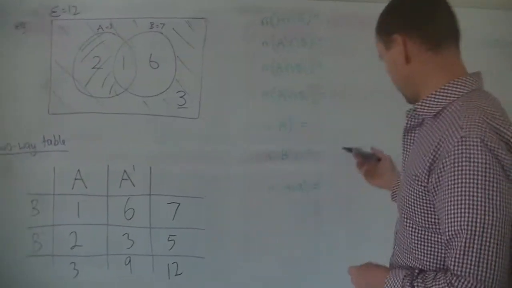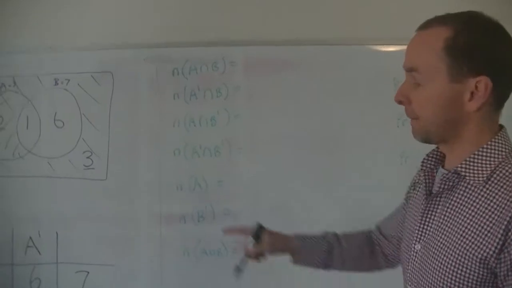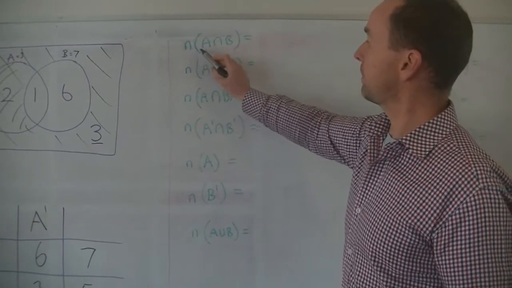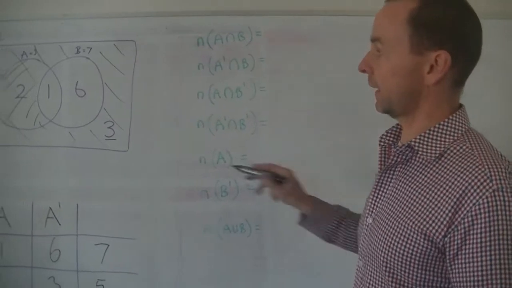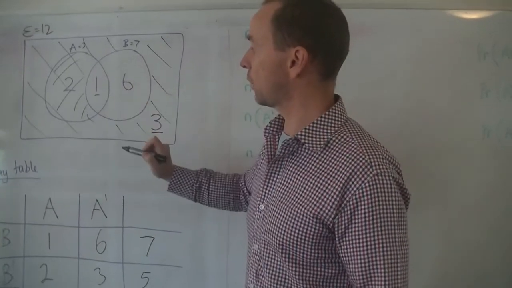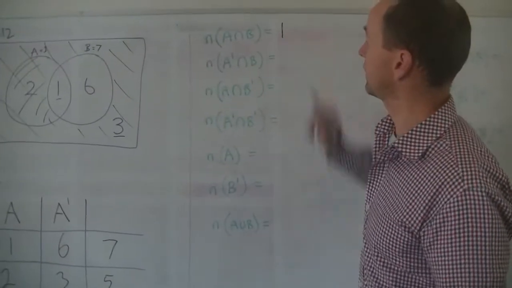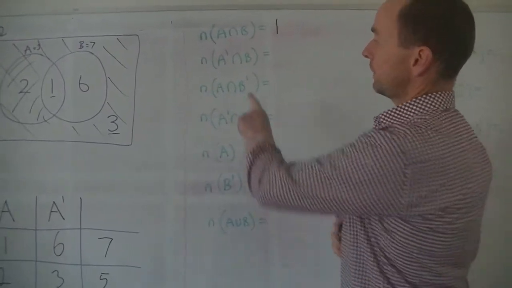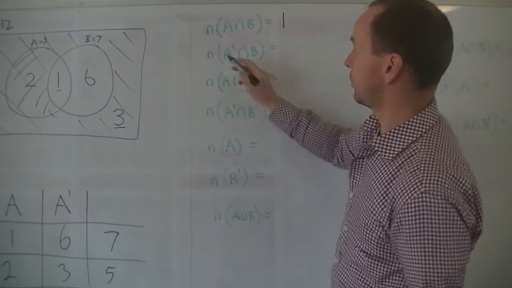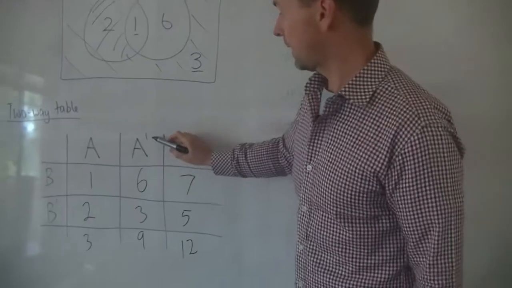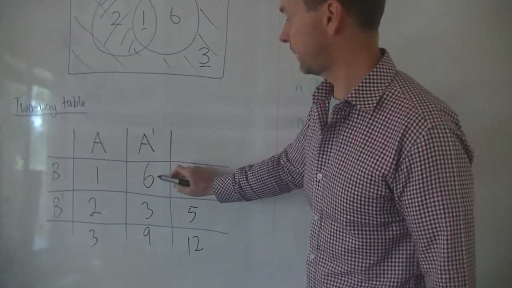Alrighty, now we've just got a whole bunch of questions we have to answer based on that two-way table. You can use either the number in A intersection B. So we can either look here, which is 1, or A intersection B is 1. So it's the same answer, so we've got 1. Now for these, I just use our two-way table. The number in A naught intersecting with B. A naught intersecting with B is 6.